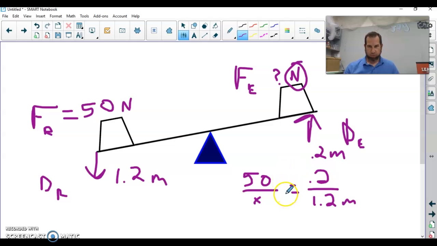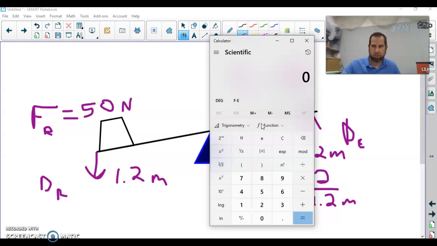So if I'm doing the quick math here, 50 times 1.2, that's 60. 60 divided by 0.2, so 60 divided by 1/5, that's 300 newtons. Looks like this is a 300 newton load over here. I just did that in my head, I don't know if it's right or not. I don't know if you see this calculator on here. So 50 times 1.2 is 60, divided by 0.2 is 300. Oh look, I'm pretty good at math.